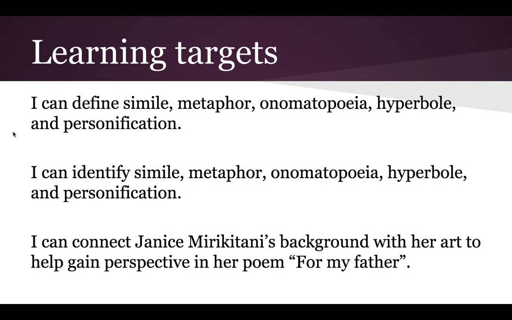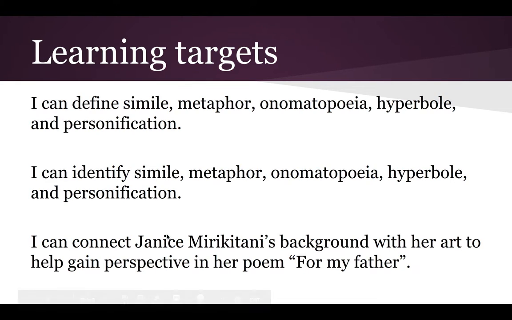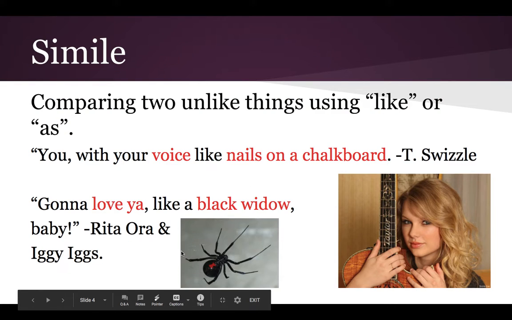These are your learning targets, so you're going to be able to define simile, metaphor, onomatopoeia, hyperbole, and personification. Many of you can probably already do that. You're also going to be able to identify them in a poem, and today that poem is going to be For My Father. Finally, you'll be connecting Janice Mirikatani's background. She is the poet that wrote For My Father. We're going to look at her background and how you can connect her background with her art, which is her poem, to gain perspective. And that's what we'll be doing today.